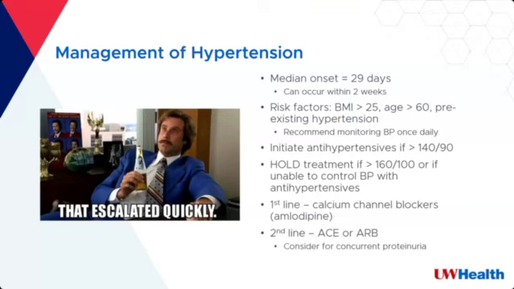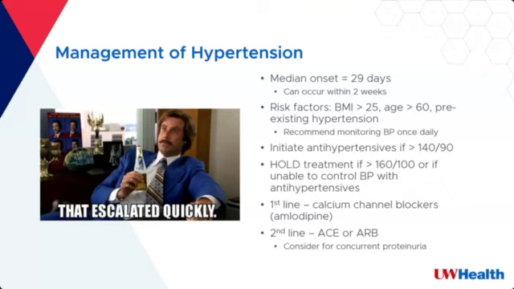So the recommendation is to monitor blood pressure once daily to start. I would recommend doing this at least for the first cycle or the first month of treatment. And then based off of trends, we can talk about peeling back that frequency. We do need to initiate antihypertensives if blood pressure is consistently greater than 140 over 90. We also need to hold the VEGF inhibitors if the blood pressure is more than 160 over 100, or if we're unable to control blood pressure with antihypertensives.